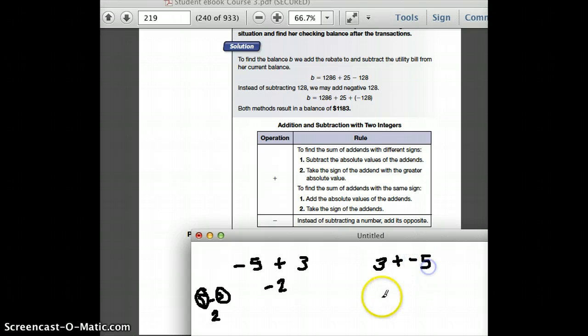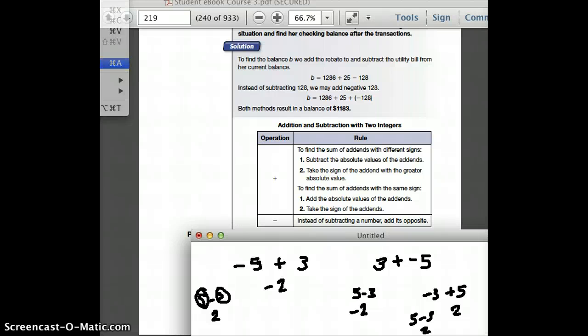3 plus -5, same thing. You would take the two numbers, subtract them, 5 minus 3, just the absolute value of them. That would give you 2. Which one's bigger? Well, the 5 is bigger. If it didn't have these signs, the 5 would be bigger. That's why it would be -2. Or let's do -3 plus 5. Same thing. 5 minus 3 is 2. The 2 would be positive because the 5 is bigger. However, that does get complicated.